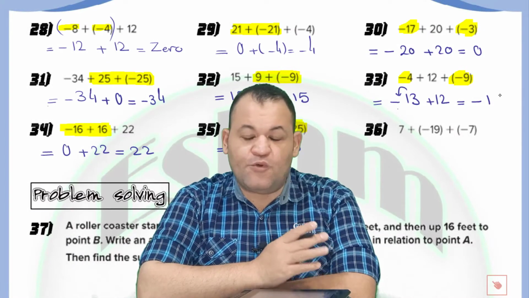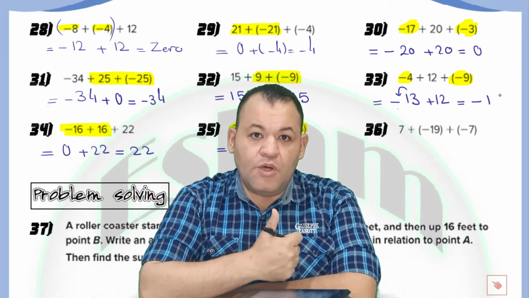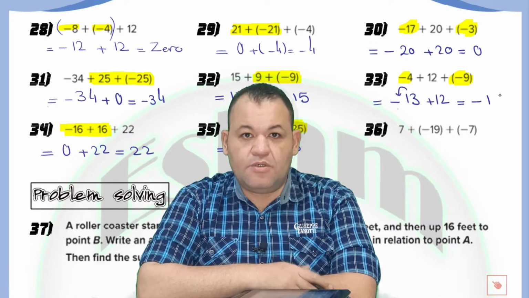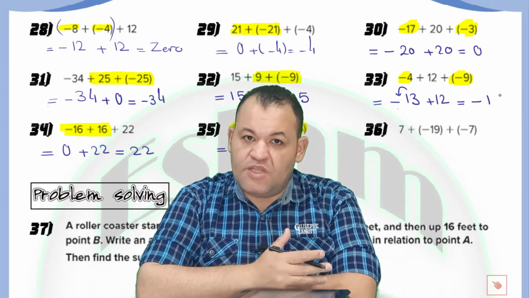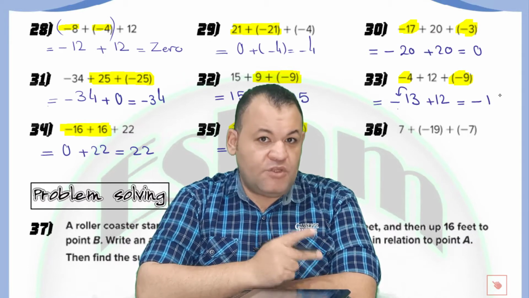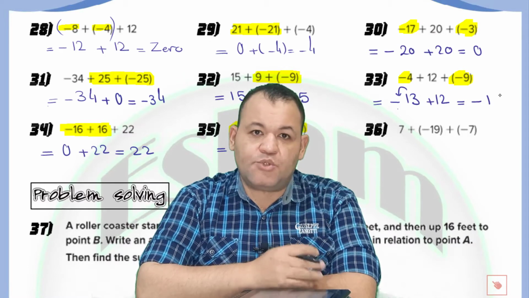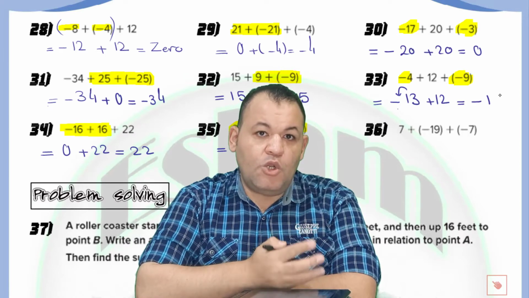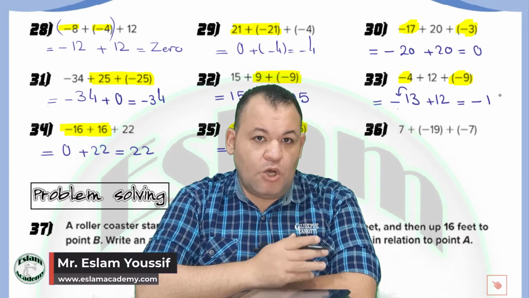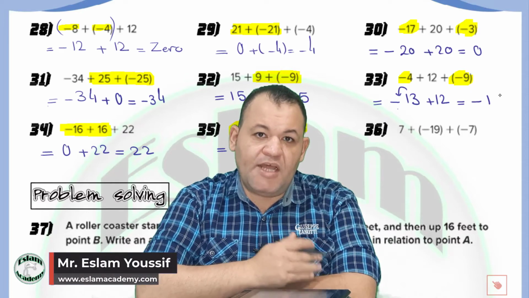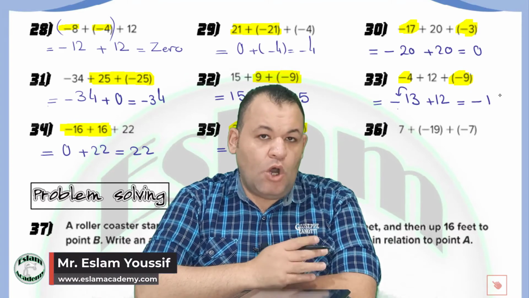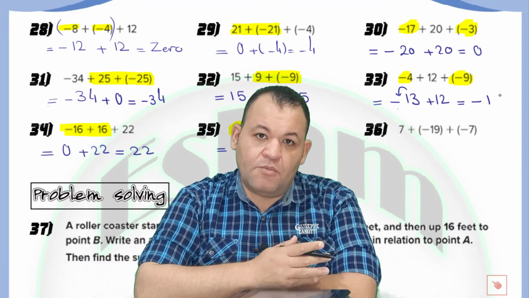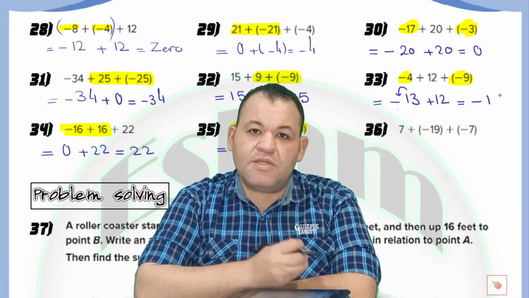So the main idea for adding integer numbers, number 1, write the sign of the greatest number. Number 2, if the two numbers have the same sign, add them. If the two numbers have different signs, subtract them. Suppose that you have more than two numbers. Number 1, look at the opposite numbers. If there are opposite numbers, just add them, then add the third one. If there are no opposite numbers, add the positive numbers and the negative numbers, then simplify the question.